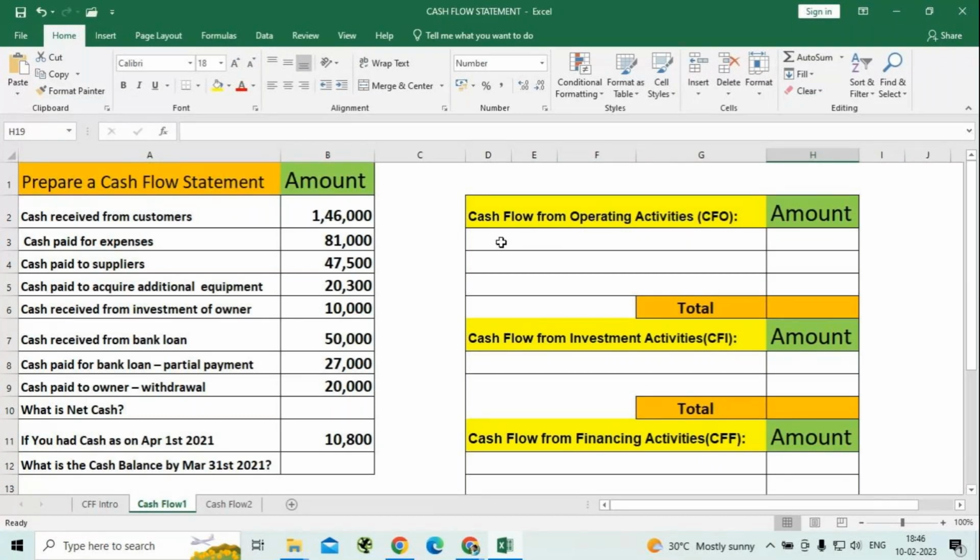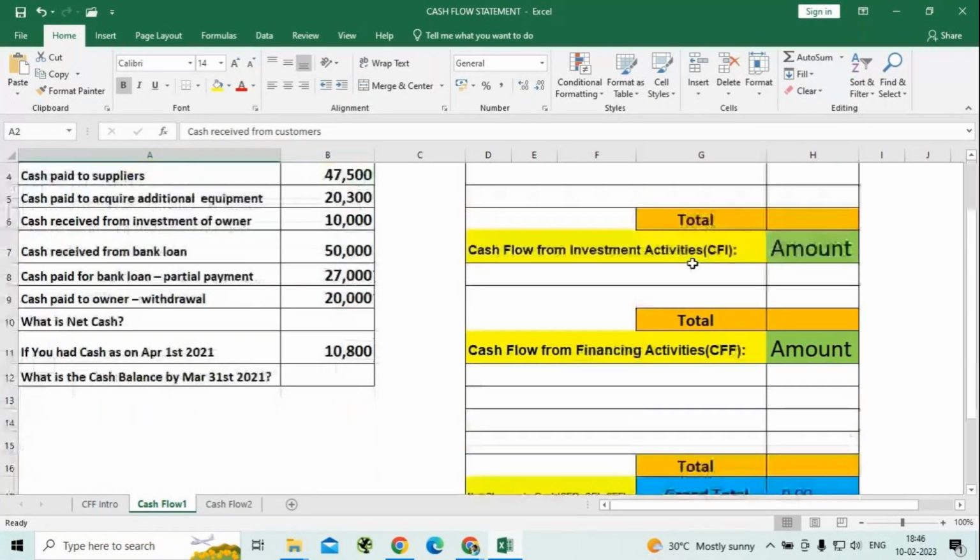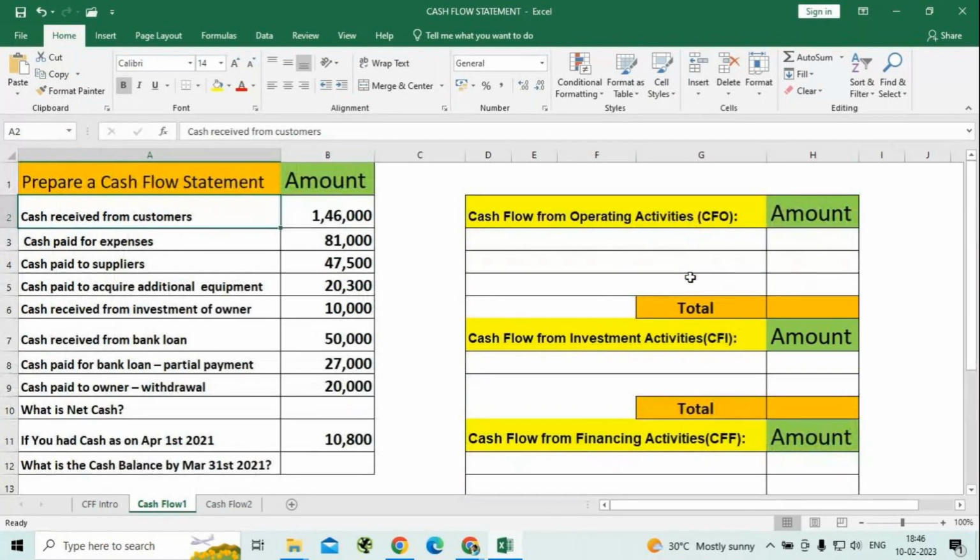The first statement says cash received from the customers. When do I receive the cash? If I made any sales. If any sales activity is done, which part of this cash flow statement is going to be affected? Is it operating activities, investing activities, or financing activities? Is there any guess?